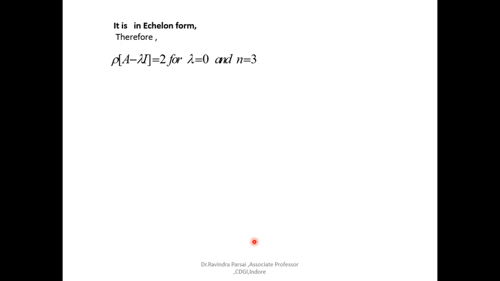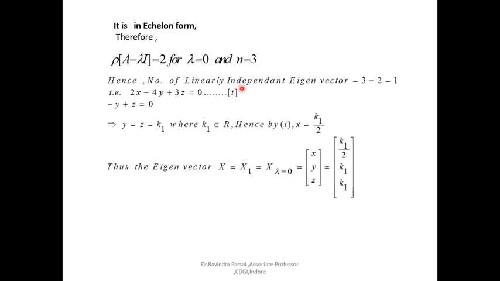Therefore, now we will find the rank of this coefficient matrix A minus lambda I for lambda equal to 0, and the number of unknowns is 3. From this you can find the number of linearly independent eigenvectors. The formula is very simple: the total number of unknowns minus the rank of this coefficient matrix gives you the number of linearly independent eigenvectors. So you are getting 1, so you will get 1 eigenvector.